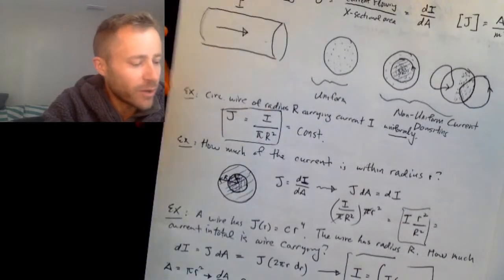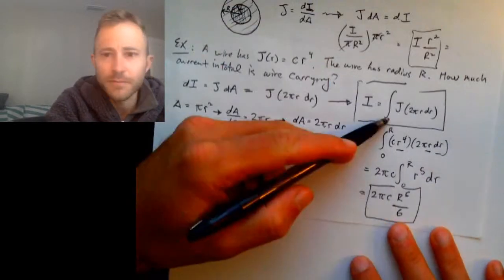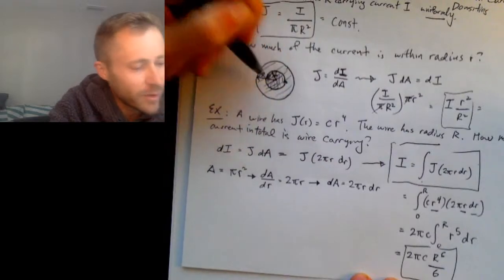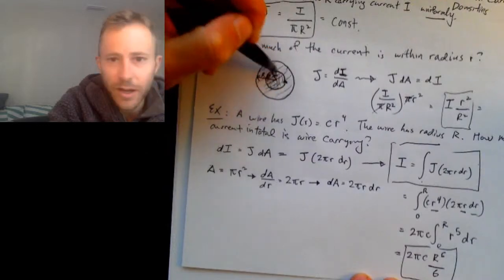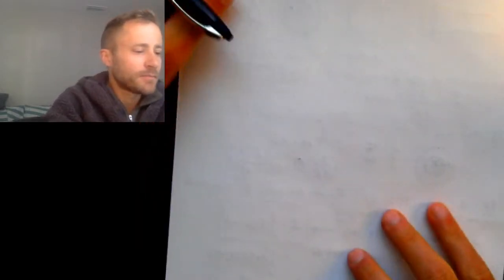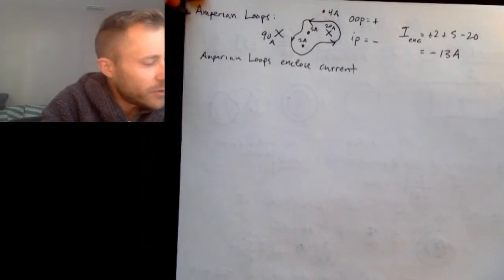If you wanted to calculate the current flowing through an Amperian loop, you use this kind of an integral. Okay, so in other words, if we thought about this like an Amperian loop right here of radius little r, that would tell us the amount of current that flowed within that Amperian loop. Okay. So that's an important idea.